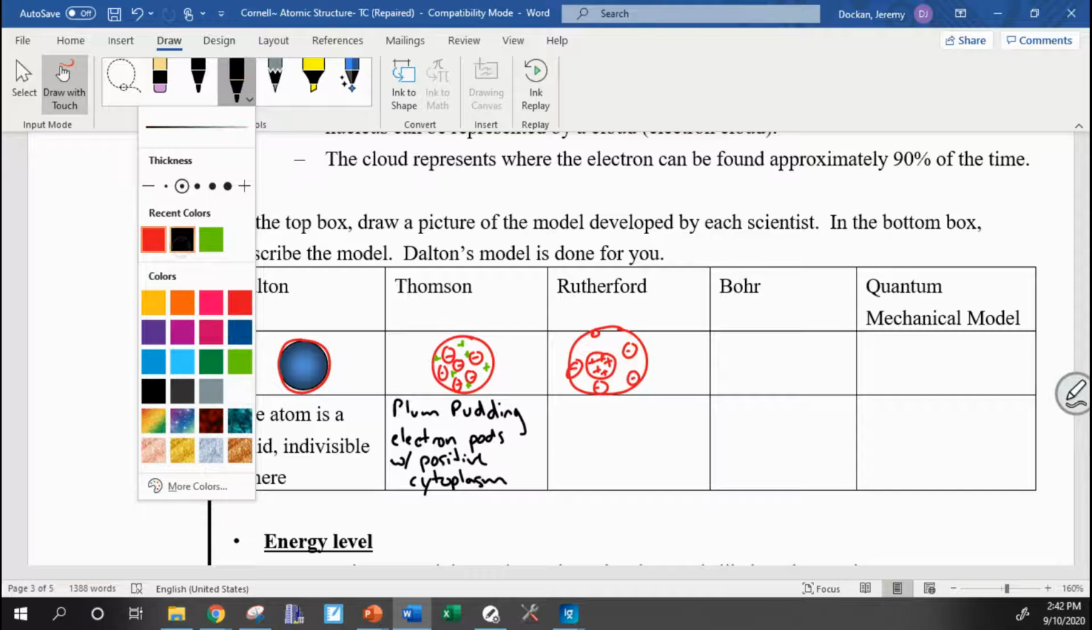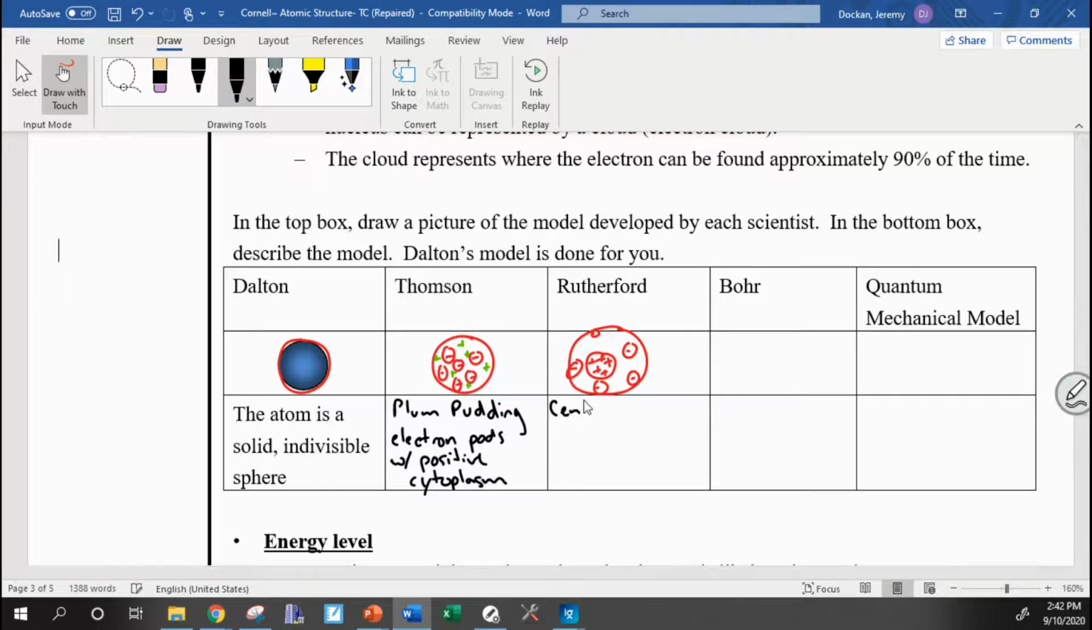And so if I'm filling this in, what I'm going to say is that Rutherford had a central positive nucleus. And I'm going to put that it had a dense core with electrons on the outside.